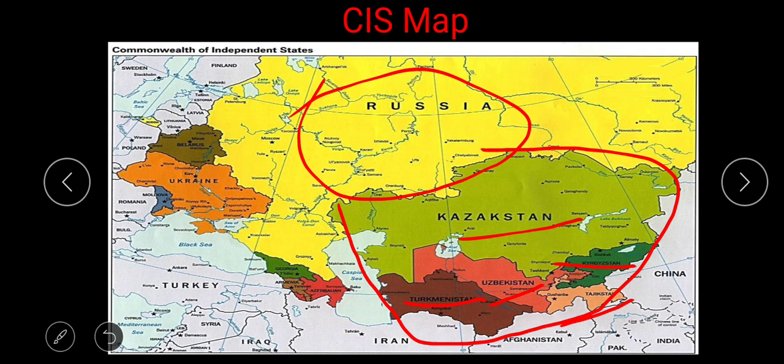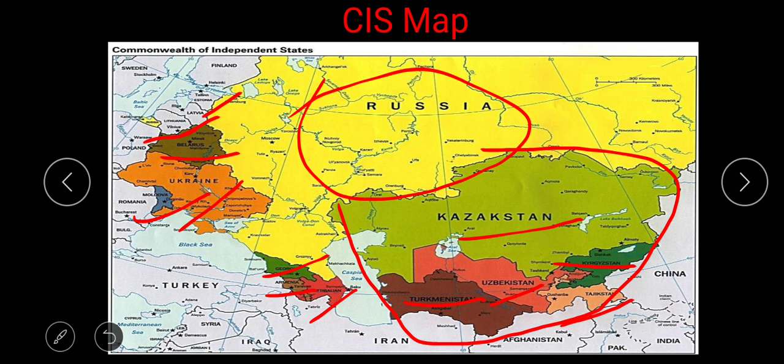Coming to the Caucasian states, here Azerbaijan we have, then Armenia and Georgia. After that Ukraine, Moldova and Belarus. Total how many? 5 plus 3 plus 3, total 11 countries. So with Russia, 12. Then here we have Lithuania, Latvia and Estonia. These 3 are also called Baltic states.